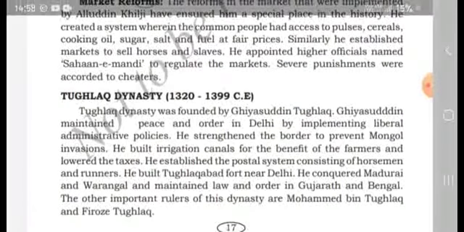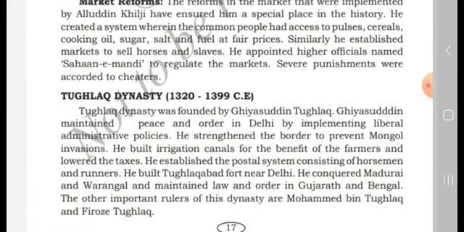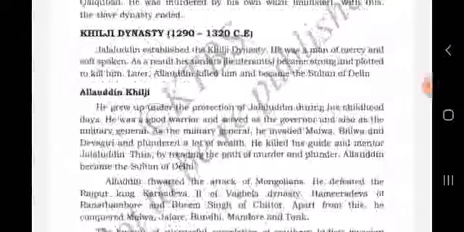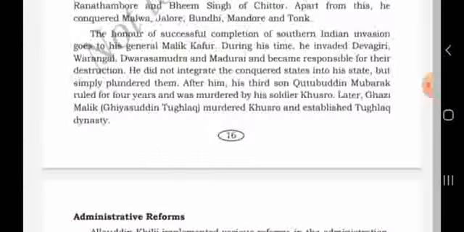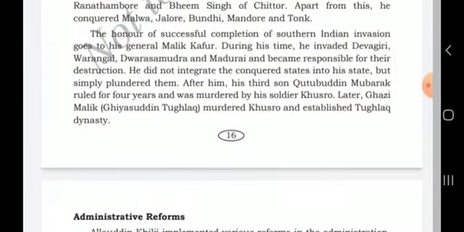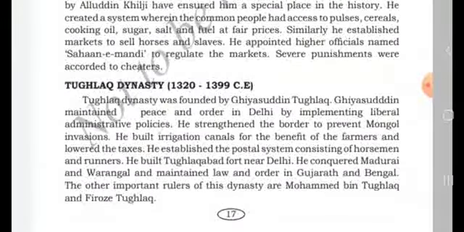So, the Tughlaq dynasty. As you know, Khusro murdered Mubarak, and then Khusro himself was killed. The Tughlaq dynasty was formed by Ghiyasuddin Tughlaq.